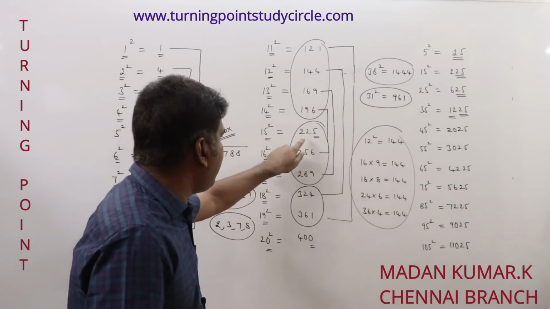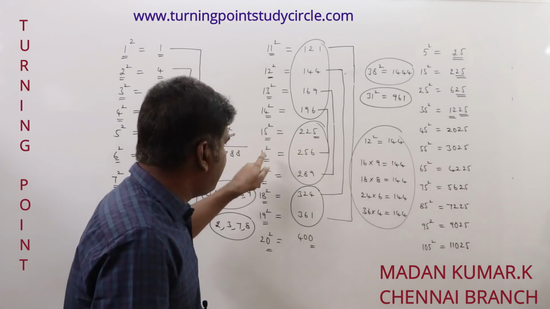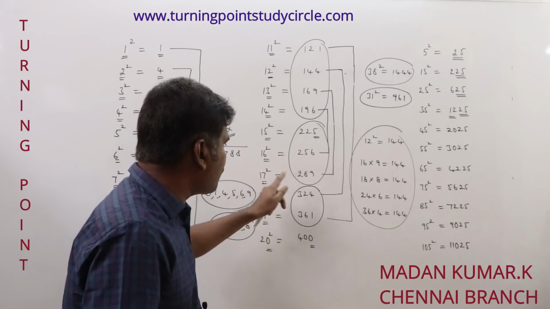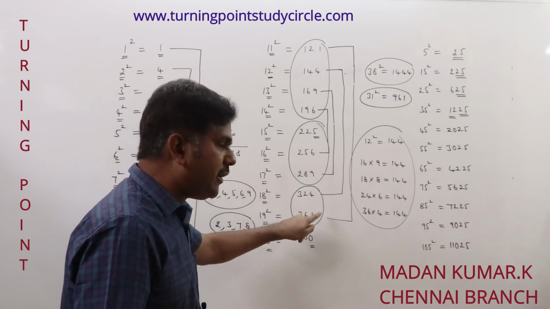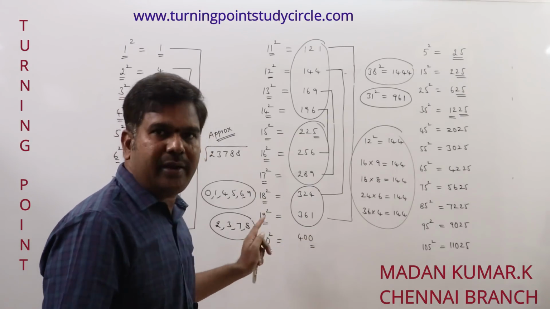15 square is 225, 25 will be common, 1 after 2, 1 2s are 2, 225. 16 square 256, 17 square 289, 18 square 324, 19 square 361, 20 square 400, right?